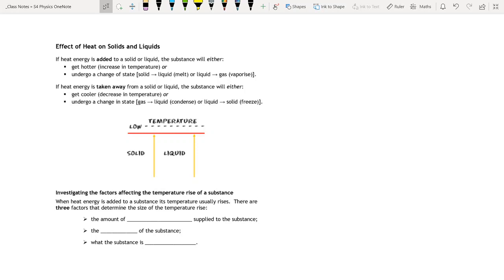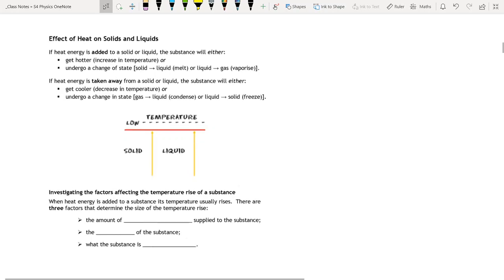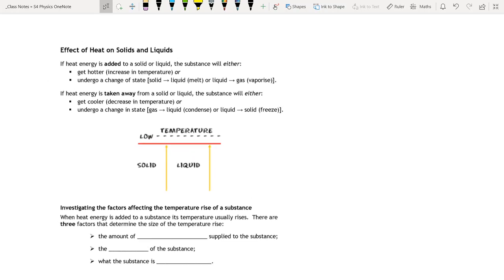So, if heat energy is added to a solid or liquid, it can do two things. It could get hotter, obviously. If you add heat energy, it could get hotter. Or it could undergo a change of state. So it could go from a solid to a liquid or a liquid to a gas. Okay? If you do chemistry, you'll do it in more detail about all the bonds and things involved in it.